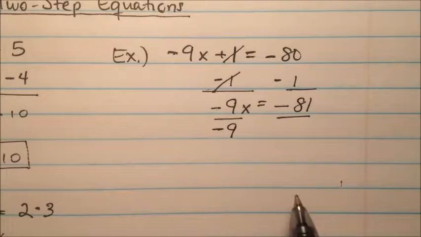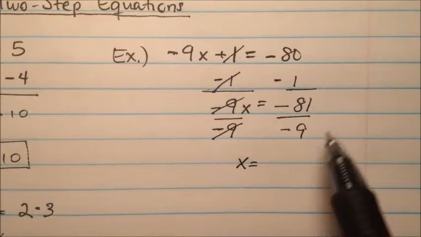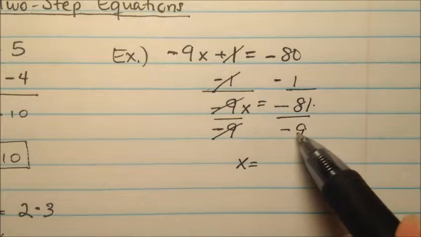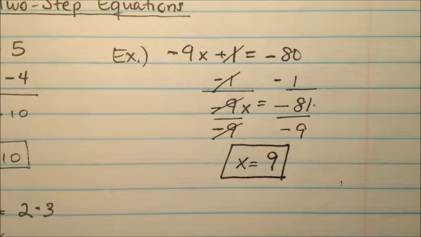I'm going to divide both sides by negative 9, thus eliminating those over here, and x equals, it'll be negative 81 divided by negative 9, which is a positive 9. So the answer for the third one is x equals 9.